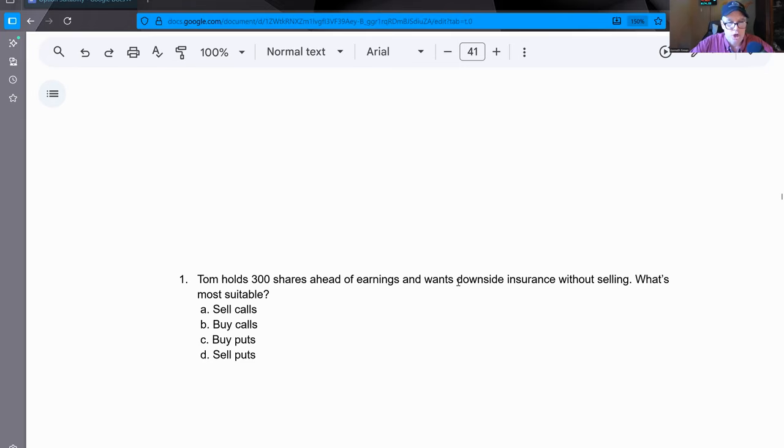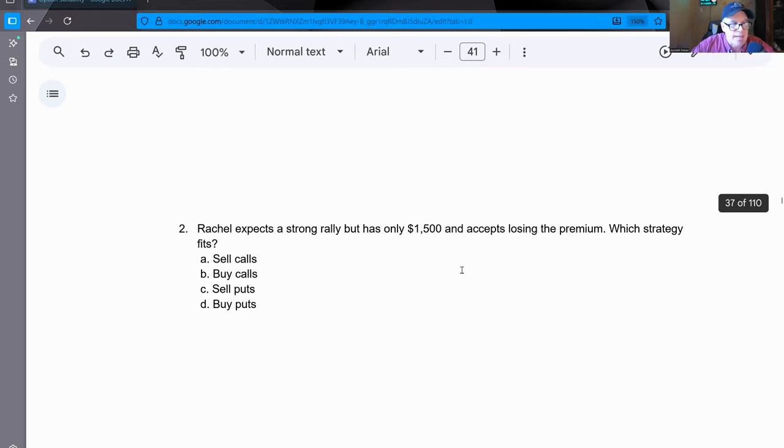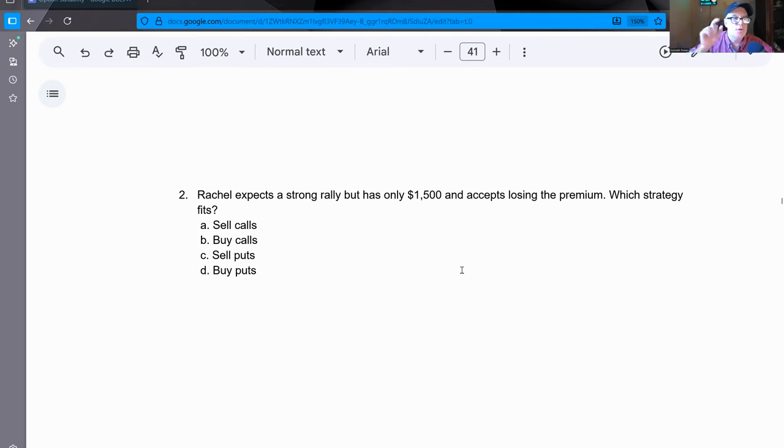Tom holds 300 shares ahead of earnings and wants downside insurance without selling. What's the most suitable? Buy puts, baby. You want protection? Buy puts. Hedge, insurance, protection. These are easy, right? So easy. Do these until you can do these before you even finish.